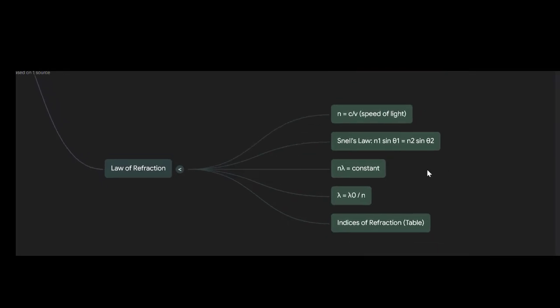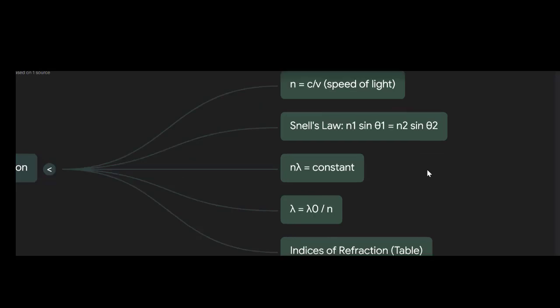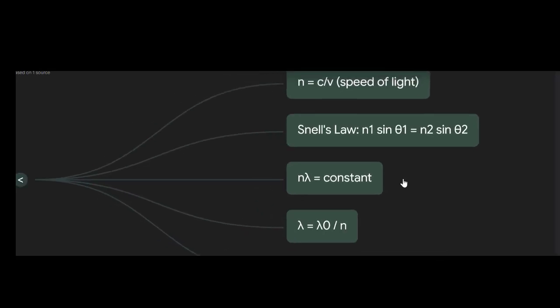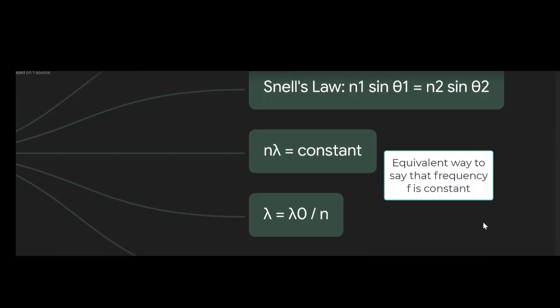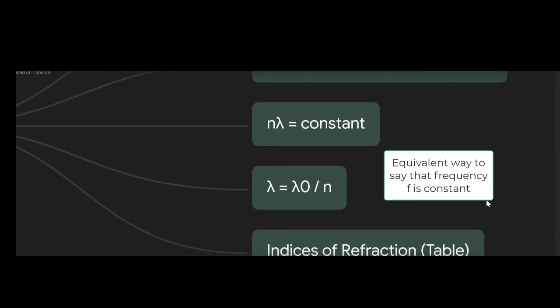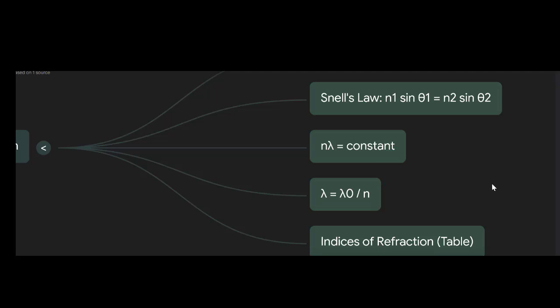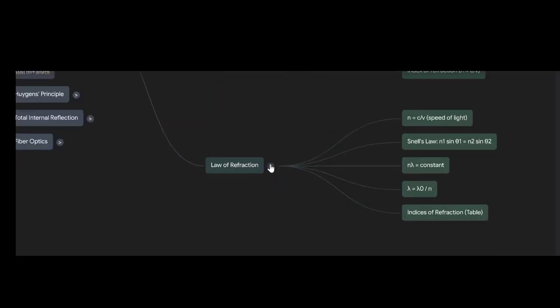Super useful. Now, the sources also said the wavelength of light changes too, not just the speed and direction. That's right. The frequency of the light, think of that as the color, stays the same when it crosses a boundary. It has to. But since the speed changes, v = fλ, and the frequency f is constant, the wavelength must change. Speed goes down, wavelength gets shorter. Exactly. The relationship is λ = λ₀/n, where λ₀ is the wavelength in vacuum. The waves get kind of squished in denser materials.